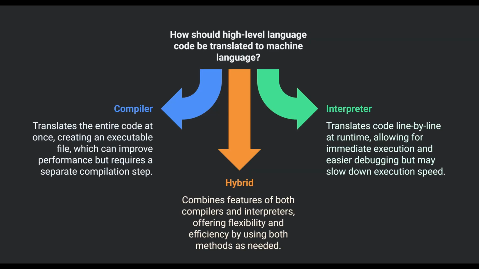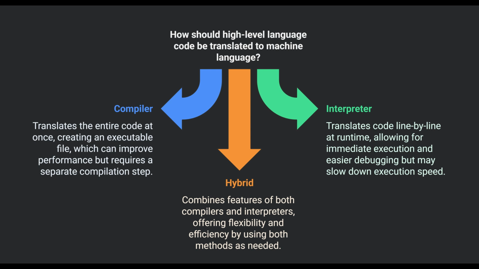Okay, so a compiler translates the entire code at once, creating an executable file which can improve the performance but requires a separate compilation step. So compilation is always faster than the interpreter, but the compiler does the complete source code. Suppose we write 1000 lines of code, it will compile all the code, check all the errors, and make the executable file. Generally this kind of program we see in C and C++.